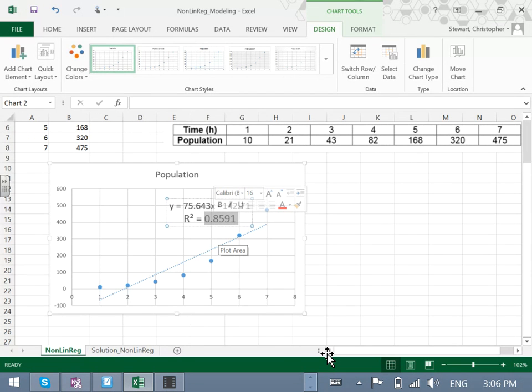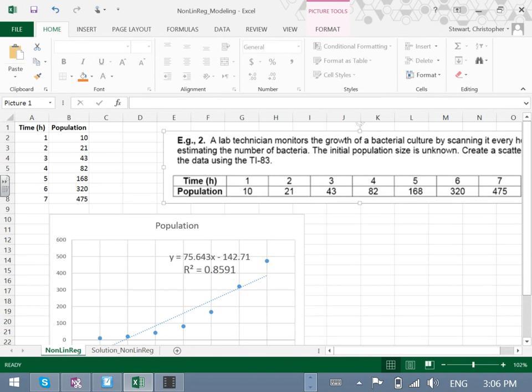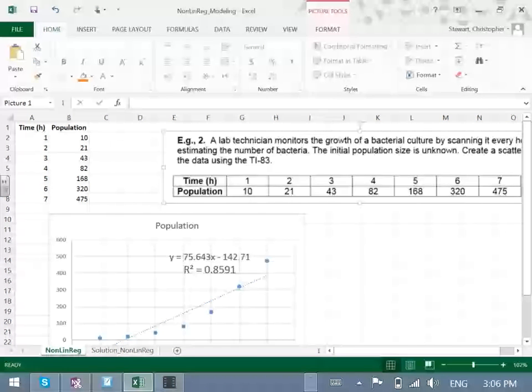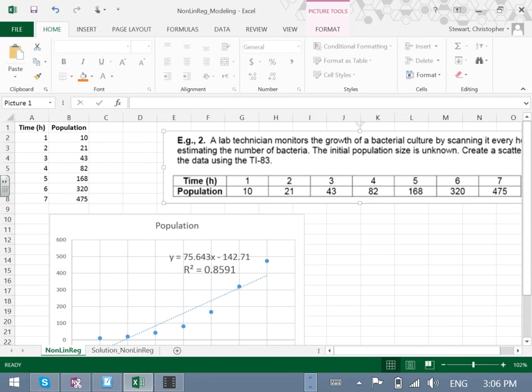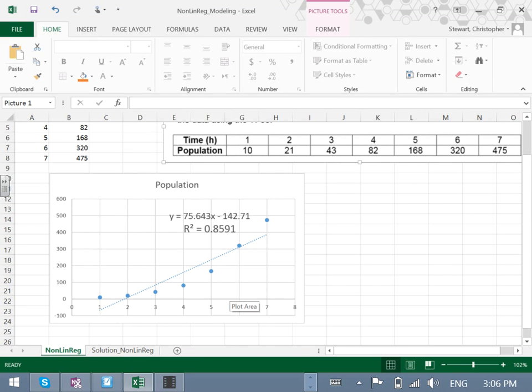So that means roughly 86% of the variation in the population is going to be explained by the line of best fit. That's pretty good, wouldn't you say, to have 86% accuracy for those points being explained by the line. Now, as you probably noted, there is a non-linear appearance to those data.